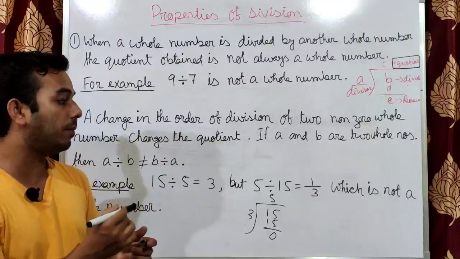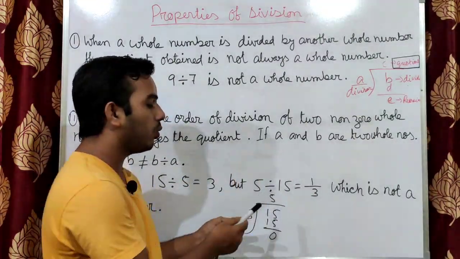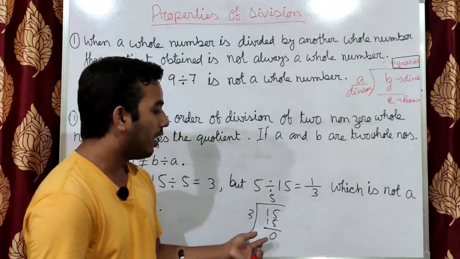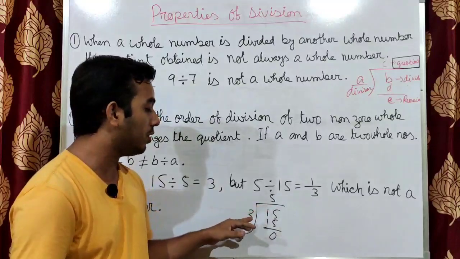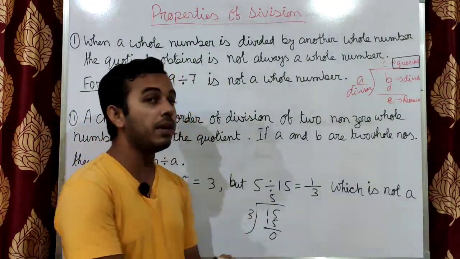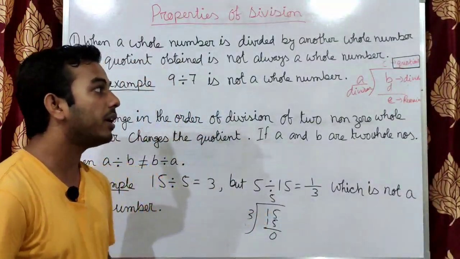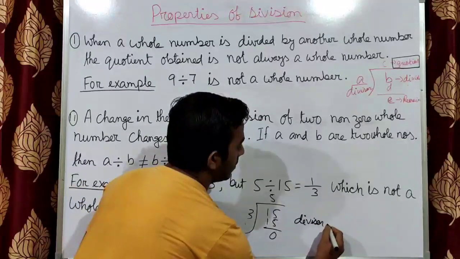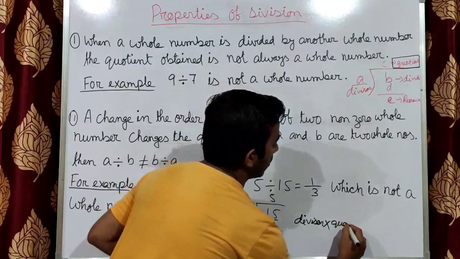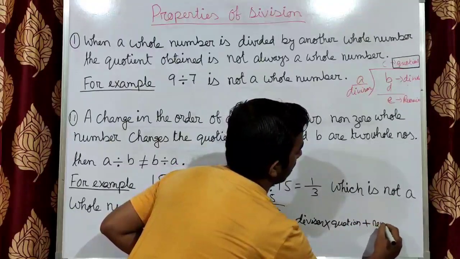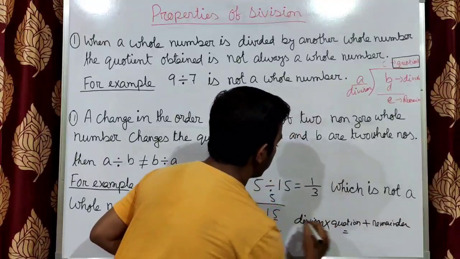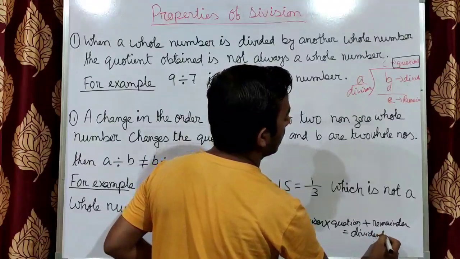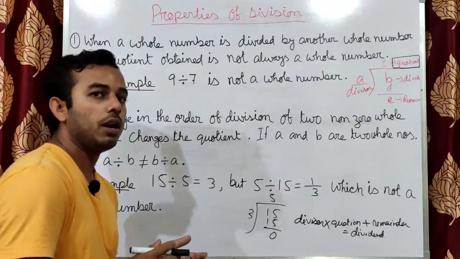Now another fact about division: if we multiply the divisor and the quotient, we get our dividend. And if we add the remainder to the product of divisor and quotient, we get our dividend. So it will be: divisor into quotient plus remainder equals dividend. This is our main division, which we have done till now.